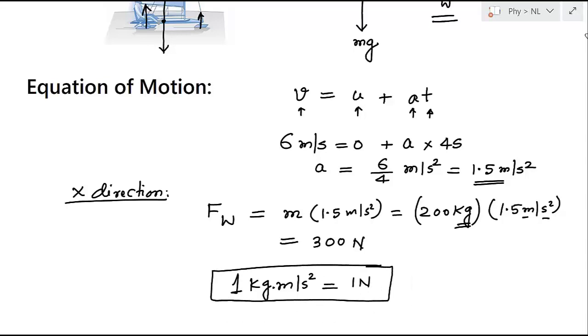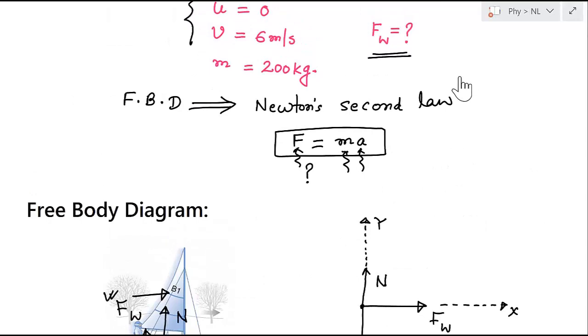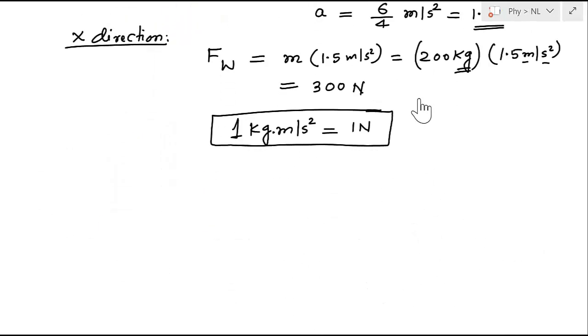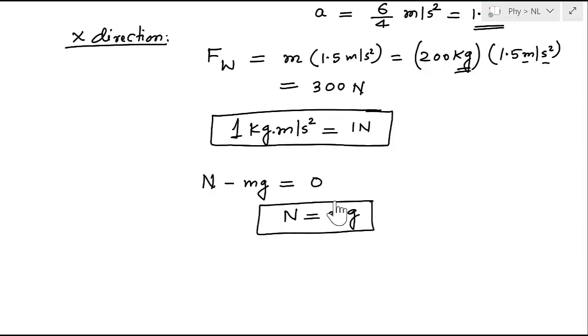If you want, you can also write the equation in the vertical direction. In this case, the vertical direction forces are N and mg, which is negative. So I can write N minus mg, and in the vertical direction there is no acceleration, so this is equal to 0. So now I can write N is equal to mg. If you want to calculate the normal reaction, you can use this equation also.